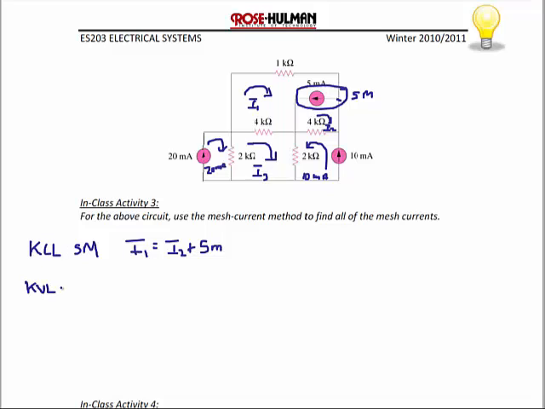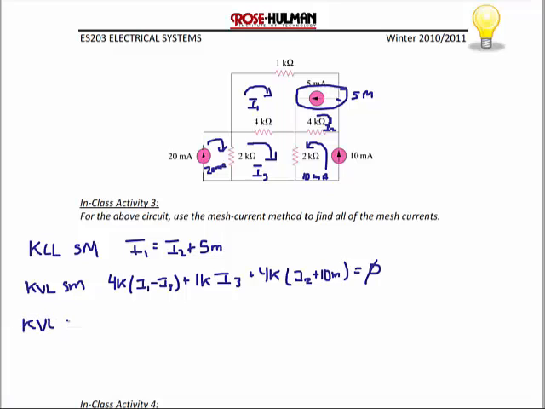KVL at the supermesh will be that entire top mesh if you skip over the current source. So starting with the 4K resistor on the left, you're going to have 4K times (I1 minus I3) plus 1K times I3 plus 4K times (I2 plus 10 milli). And that equals 0.